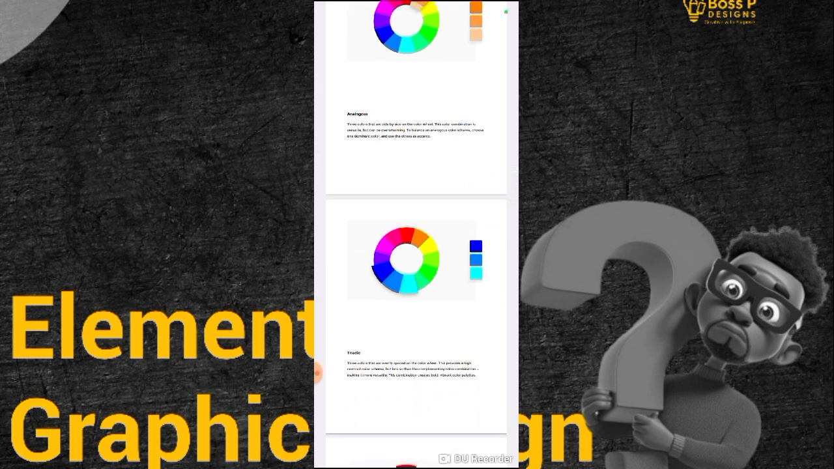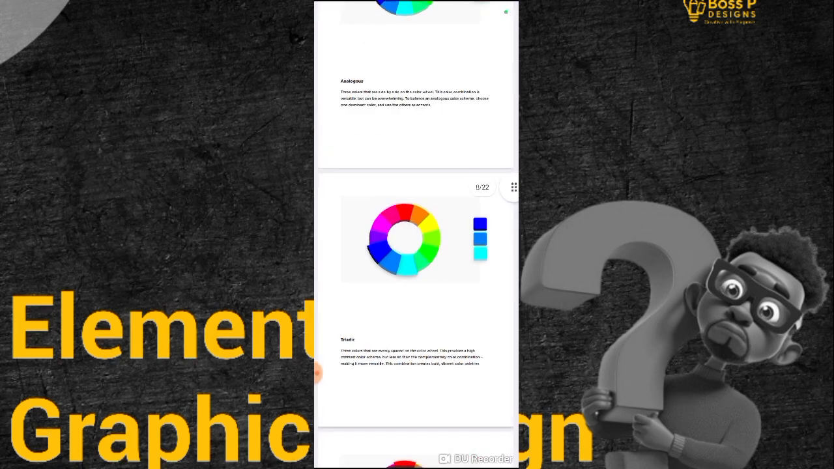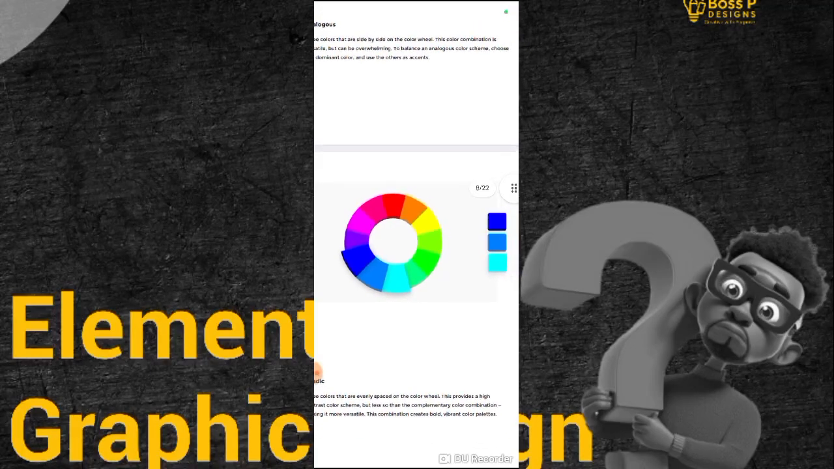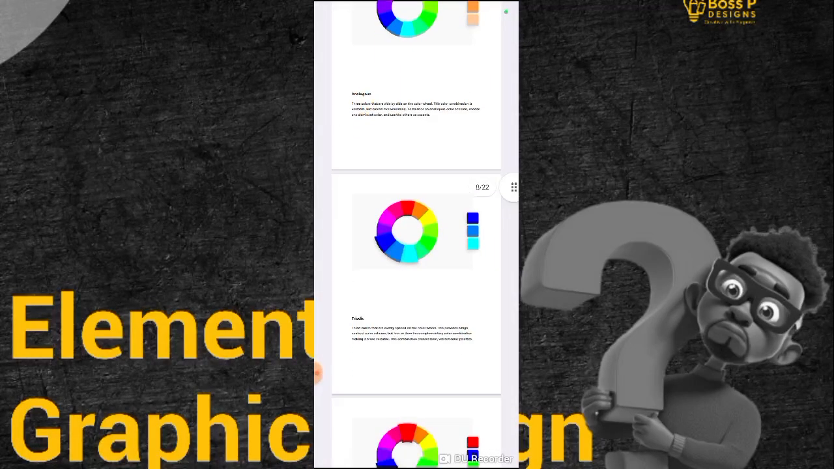What they are saying is that these three colors that are side by side, you can look at them. This deep blue, this light blue, and this another. So you can look at the color. You can see this blue color. So you can see they bring it out. So this is what they are trying to say.